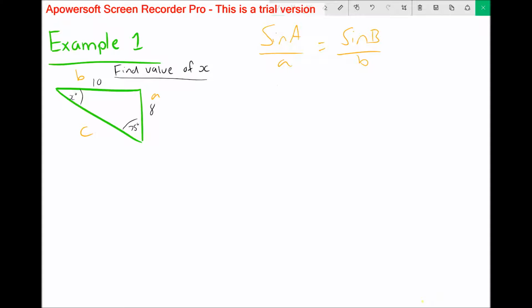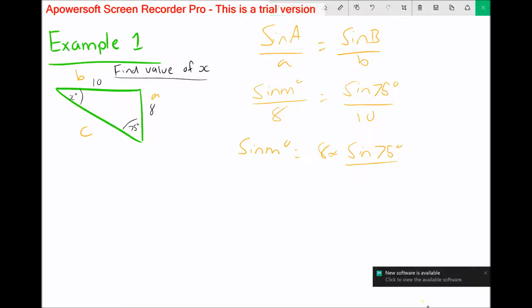In our first example, we need to recognize that the sine rule is required. From this, we must label our diagram and then state the sine rule. After stating the sine rule, we must sub in the known values. Because we're trying to find the value of x, we must get rid of the denominator of 8 by multiplying both sides by 8. From this, we simplify.